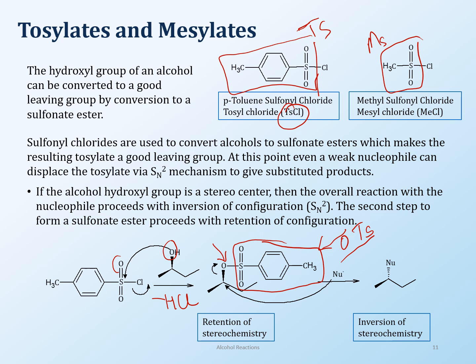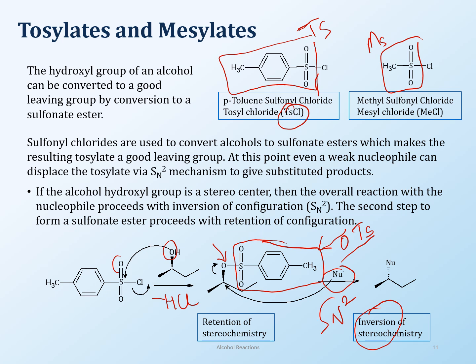And that leaving group can be made to leave by any nucleophile. So you can have even a weak nucleophile come in and do a substitution. So this is going to be an SN2 reaction, so inversion of stereochemistry occurs. Substitution reactions happening. Now, if you're wondering, what's the point here? Why did we do this?